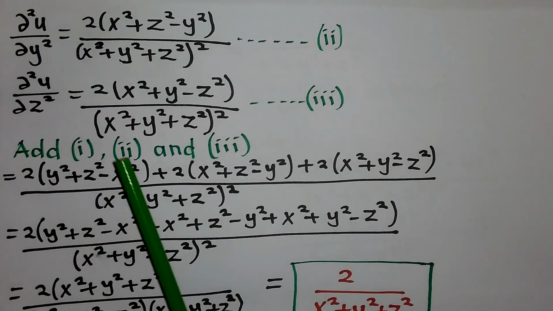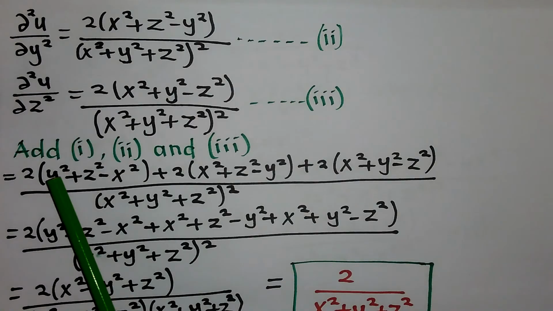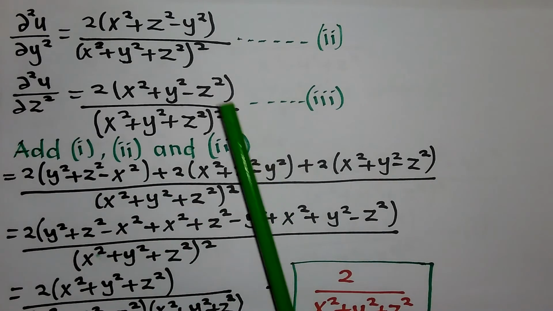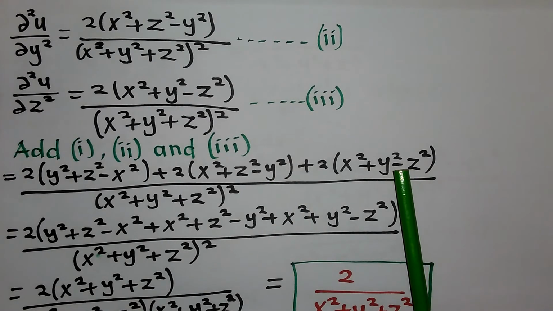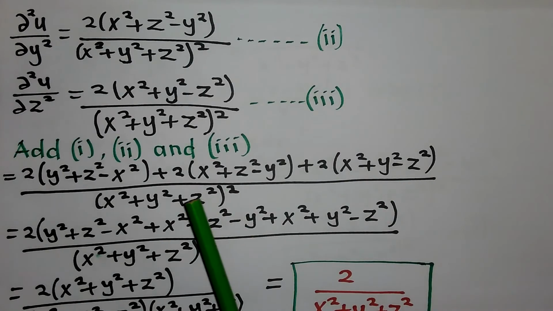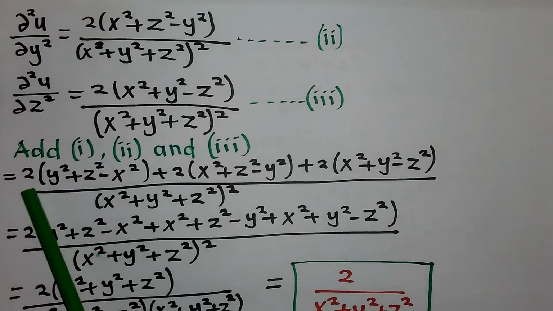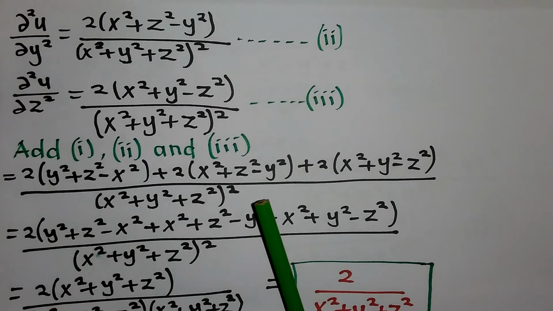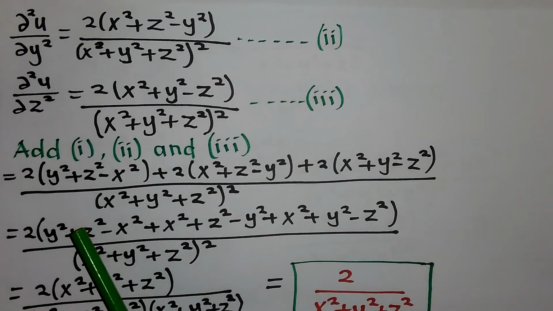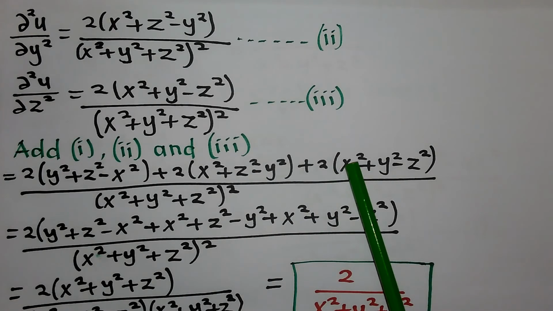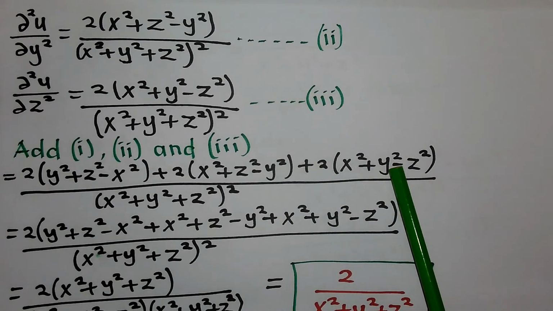After that, I'm going to add equations 1, 2, and 3. So I have the one where x squared is negative, this one where y squared is negative, and the one where z squared is negative. I'm then going to open the brackets. First of all, I can factorize out 2 because it's common, so that I can work this directly. So I'm left with y squared plus z squared minus x squared, plus x squared plus z squared minus y squared, plus x squared plus y squared minus z squared, all over this.